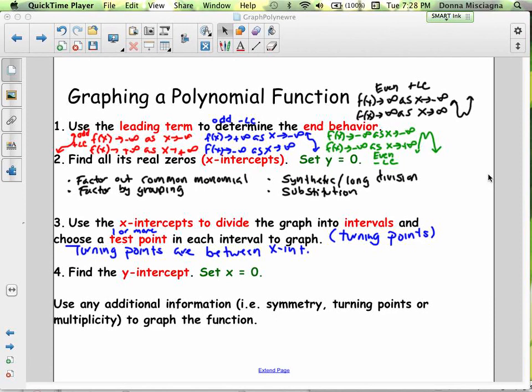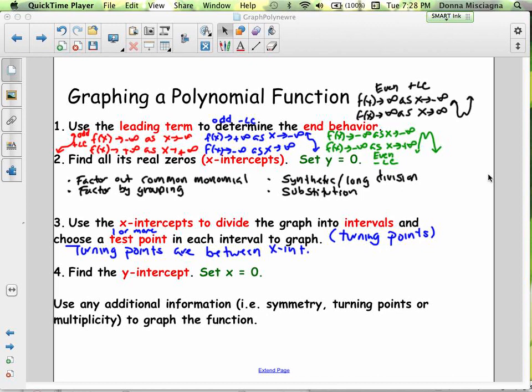If it's an even degree, right, then the ends go in the same direction. If it's positive, then both ends will go up, and f of x approaches infinity as x approaches negative infinity, and f of x approaches infinity as x approaches infinity. If the leading coefficient is negative, then both ends go down, and then f of x approaches negative infinity as x approaches negative infinity, and it approaches negative infinity as x approaches positive infinity.